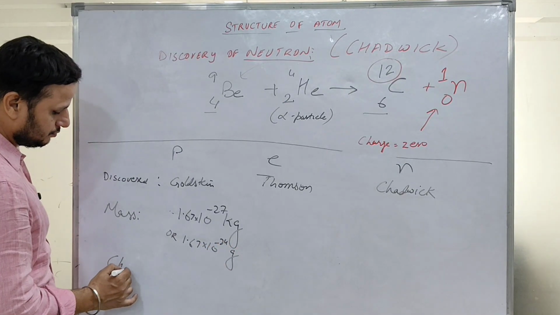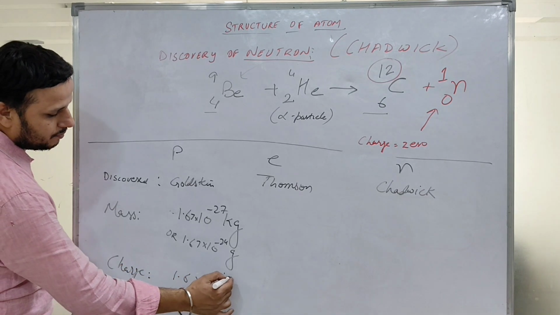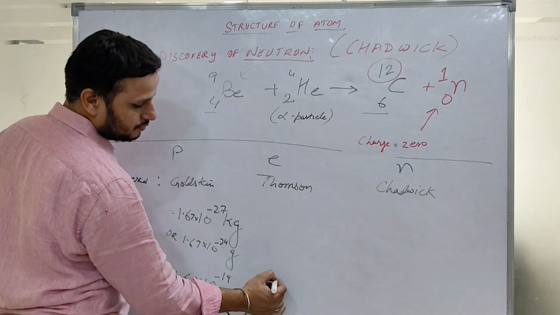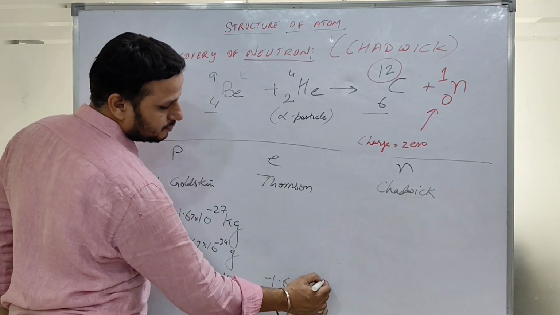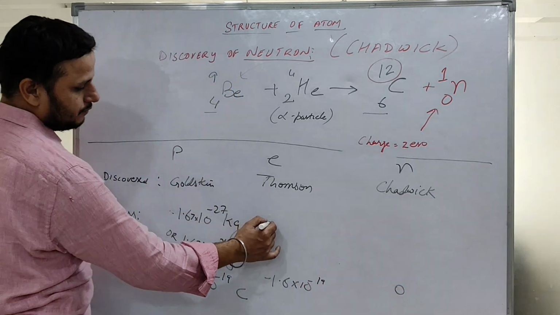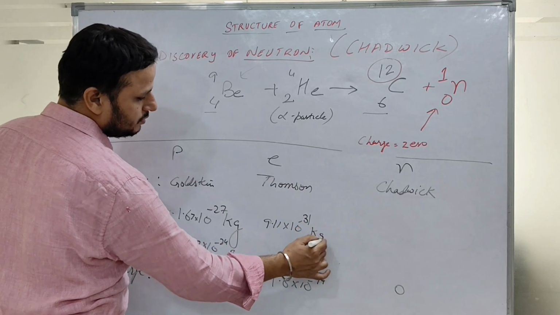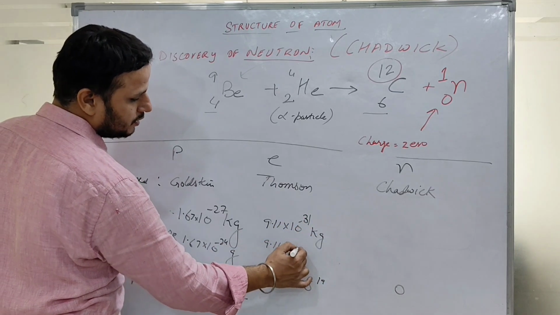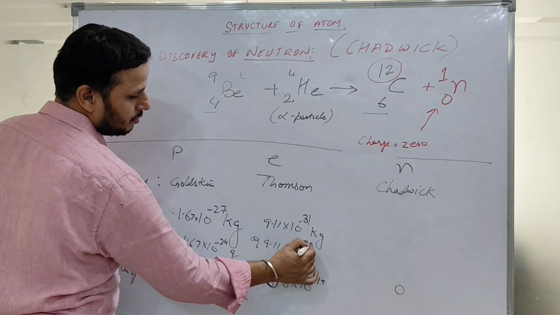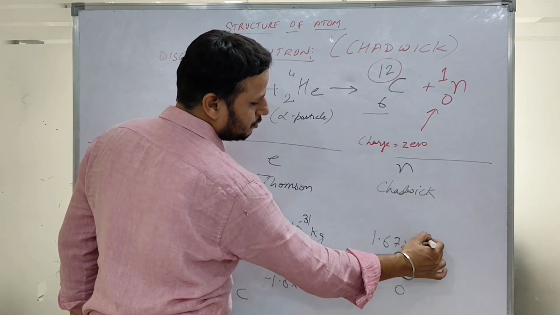And the charge is 1.6 into 10 raised to power minus 19 coulombs. So protons are positively charged, electrons are negatively charged, and neutrons are neutral. The mass of electron is 9.11 into 10 raised to power minus 31 kg, or 9.11 into 10 raised to power minus 28 grams. And neutron has mass same as protons.